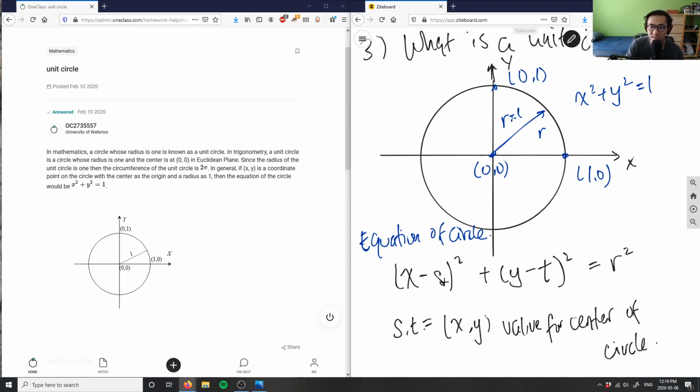So in this case, s and t are 0. Both of these variables are 0, but that's only specific for the unit circle. If my center of the circle was another point here, I would have an s and t value as well. So this is basically a unit circle.